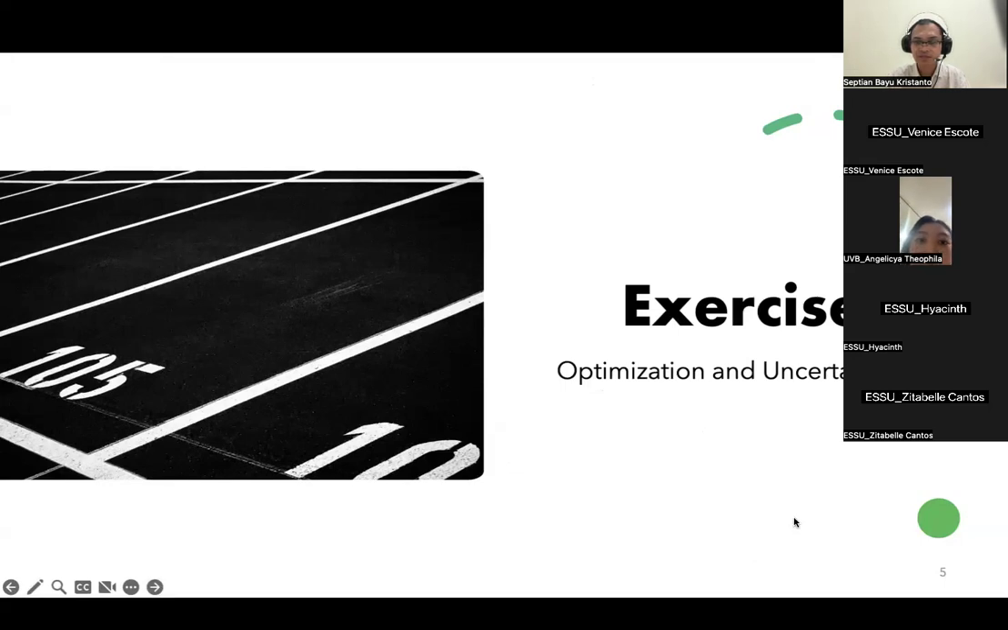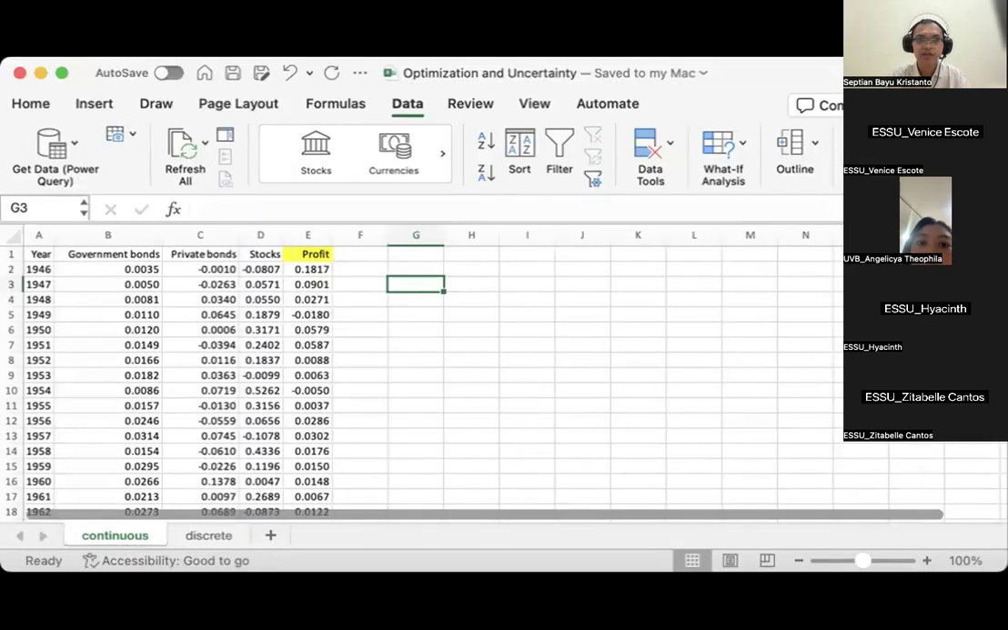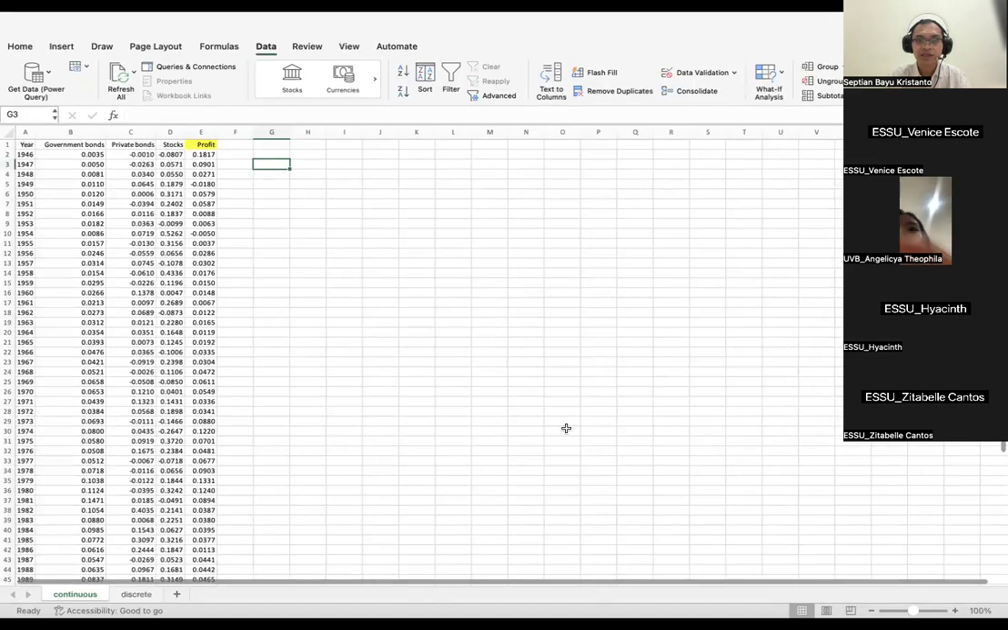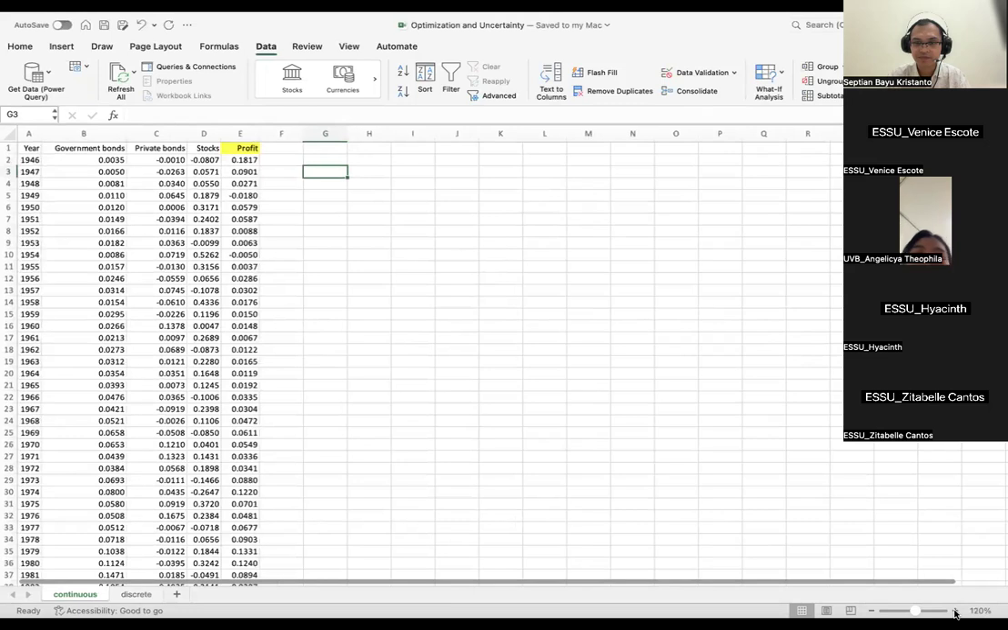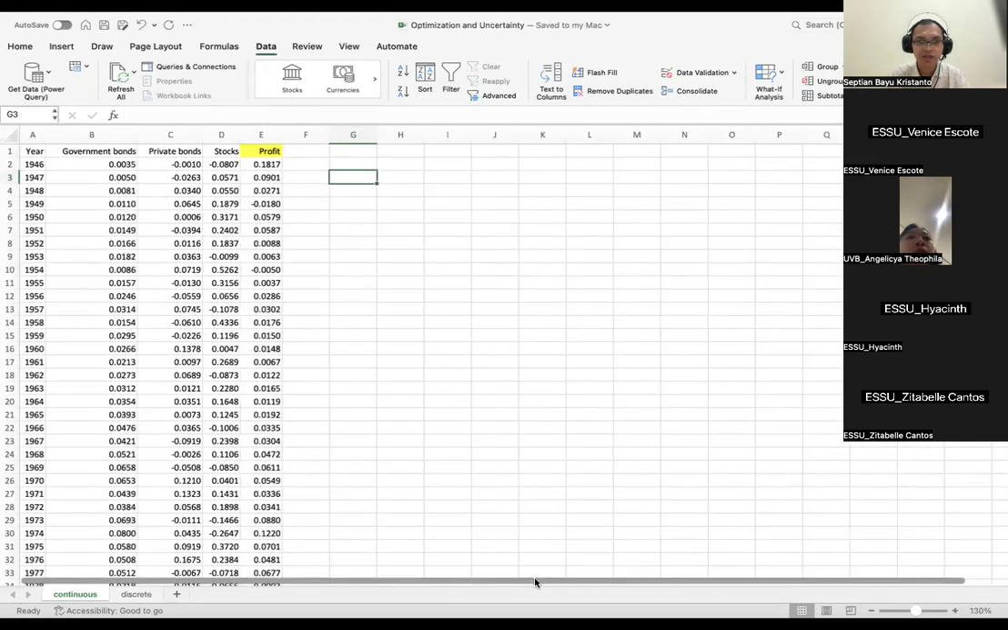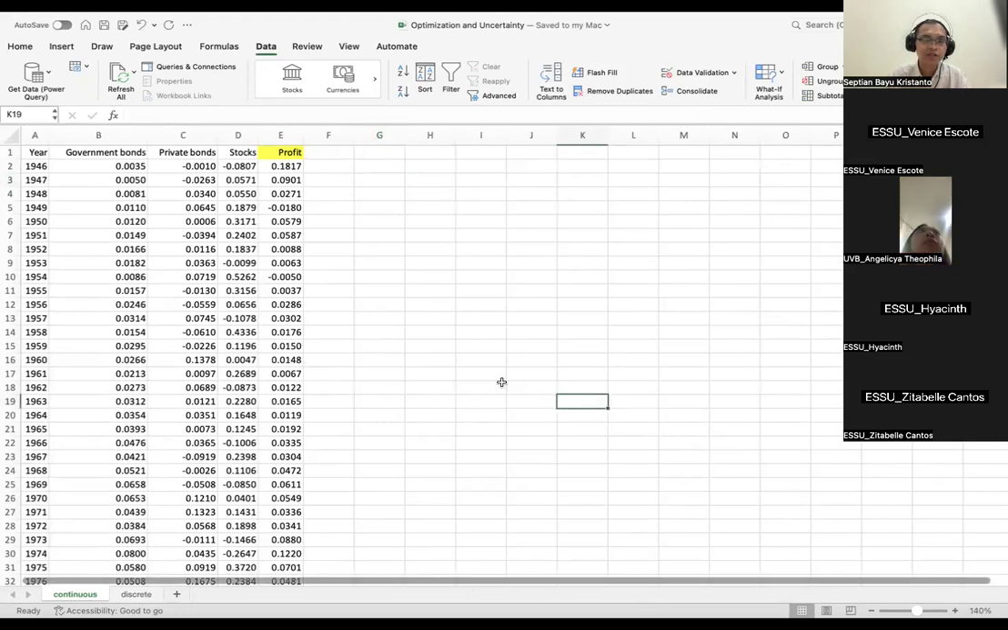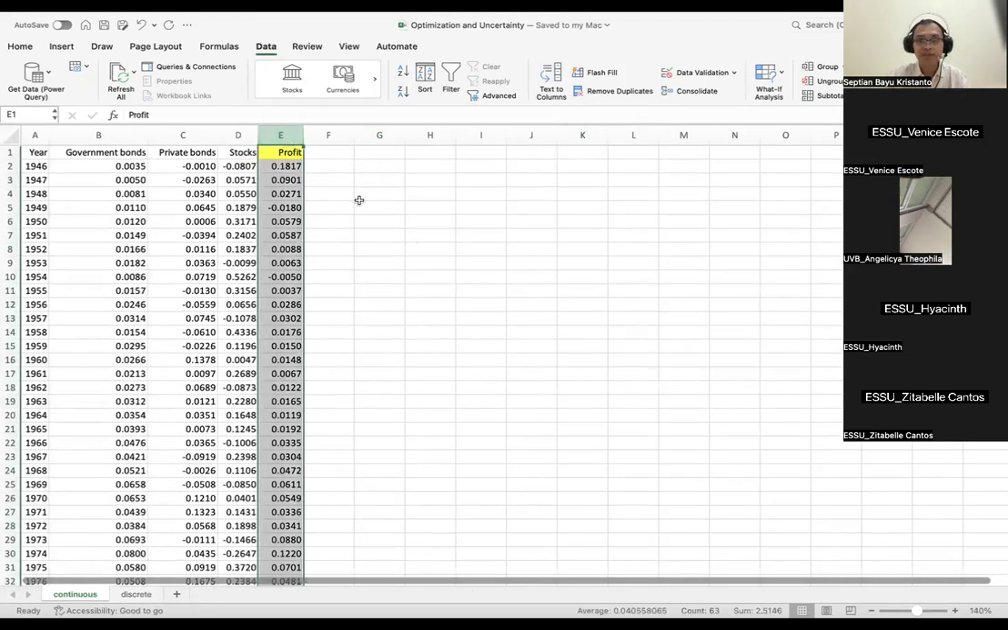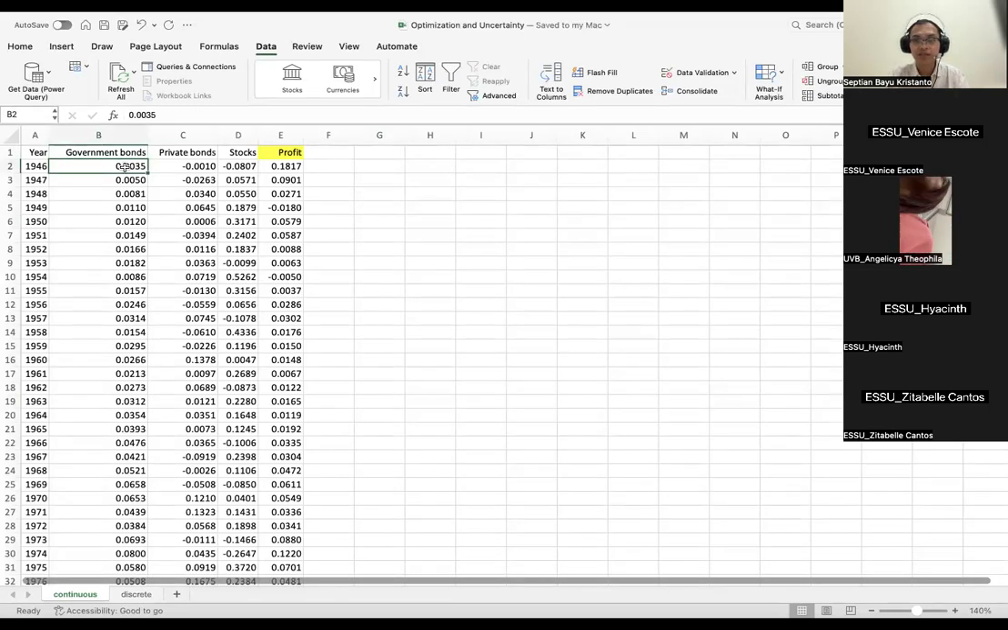Okay. Let's have a look at this information. In your investment data, you have three conditions for how to make some profits. We have three factors that will affect our profits.